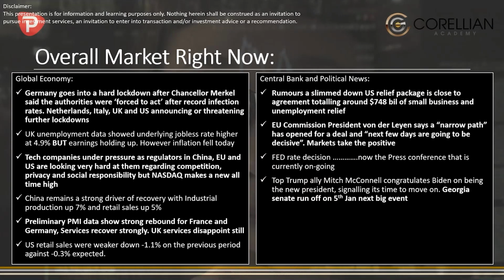Right, everybody, let's see where we are right now. I think a couple of things that are going on. I've highlighted a couple in bold here, but do have a read through the list here. Germany going into hard lockdown. Merkel saying the authorities were forced to act. Makes you wonder whether everybody else is going to. She's taking Christmas away from a few. I mean, I think they're just going to be open for a day or so. And the Netherlands, Italy, UK, US announcing threatening further lockdowns. I think we probably will be after Christmas.